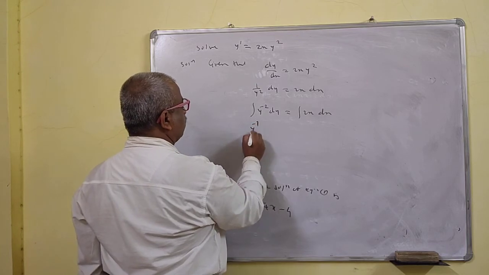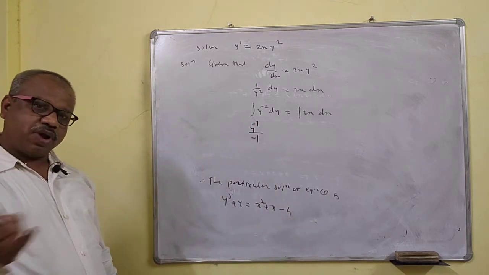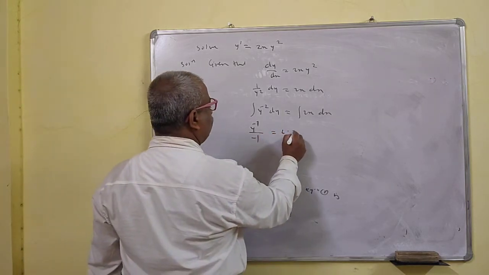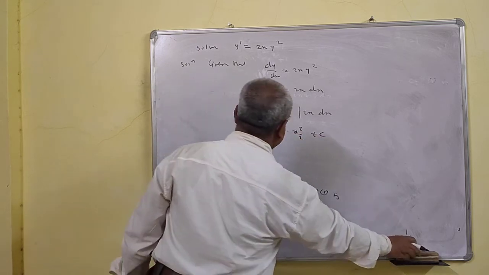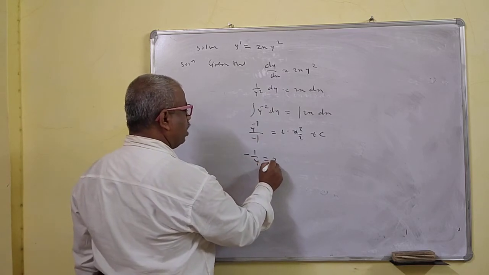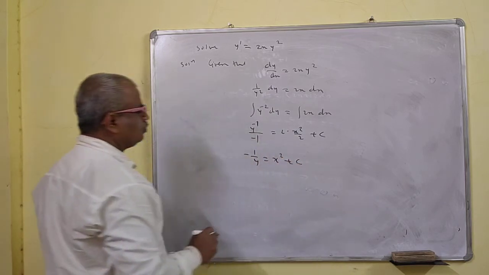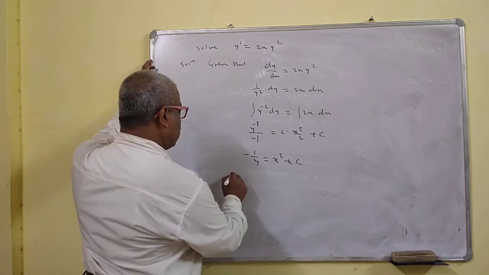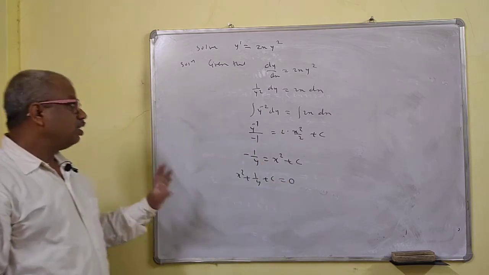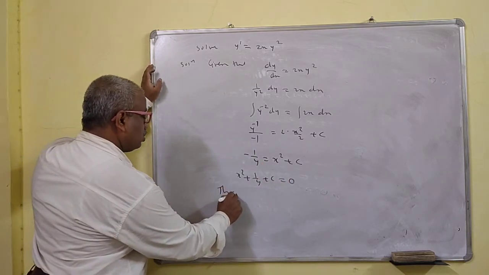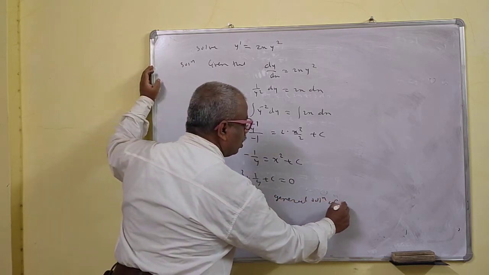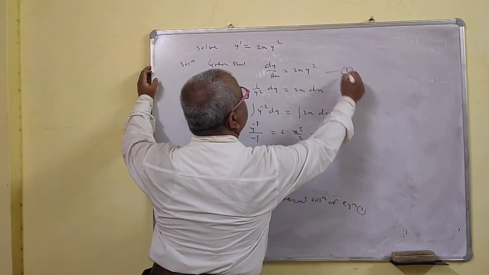Okay, so this is y raised to minus 1 upon minus 1. For integration you have to add 1. Whatever the power, you have to divide by that. So this is 2 into x square by 2. I will write plus c here. Then this is minus 1 by y equals x square plus c. So you may write this equation as x square plus 1 by y plus c is equal to 0. You can shift 1 by y to this side. This is a general solution of equation 1. We will write equation 1 now.